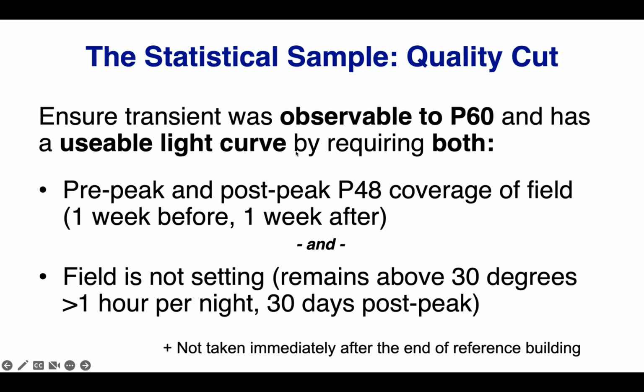Okay, and that allows us to say some useful things about the light curve, and also happens to allow us to make sure we were able to get it with a spectrograph. And then also we require that the field is not setting by these criteria, additional criteria here. And those are the main things that we require to make sure that we have good light curve coverage, and at least we had a chance to get it with the spectrograph.